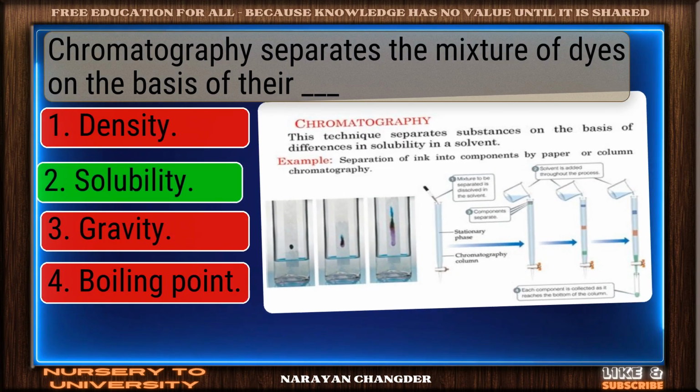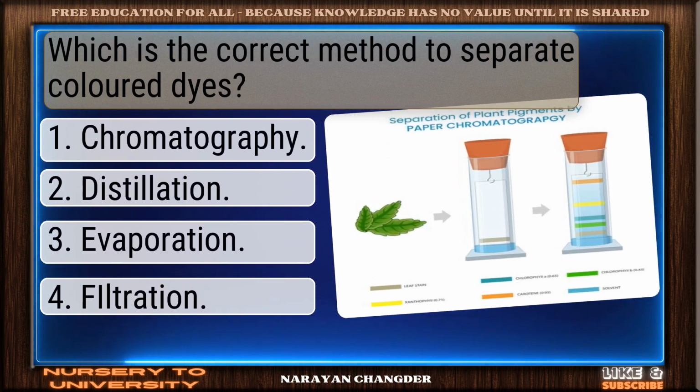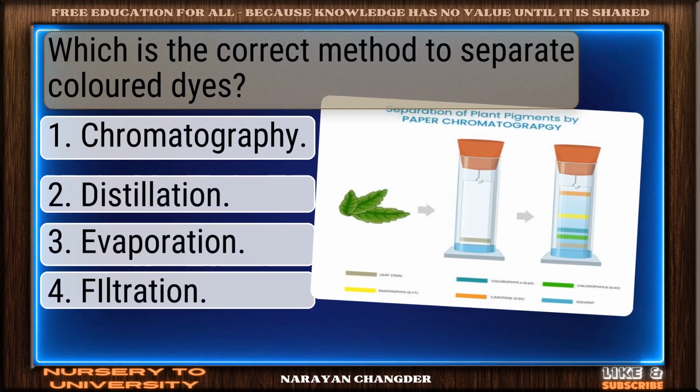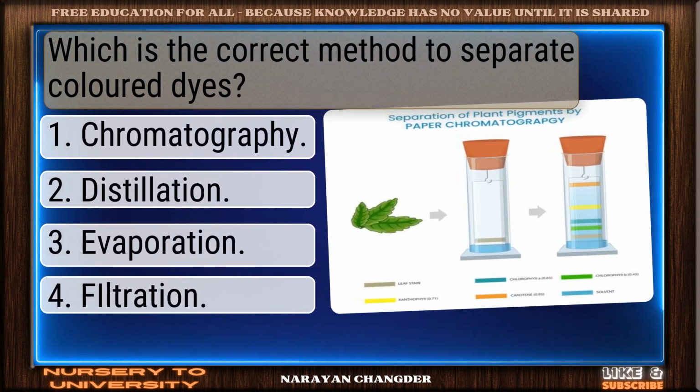Nice, solubility. Which is the correct method to separate colored dyes? Option 1, chromatography. Option 2, distillation. Option 3, evaporation. Option 4, filtration.